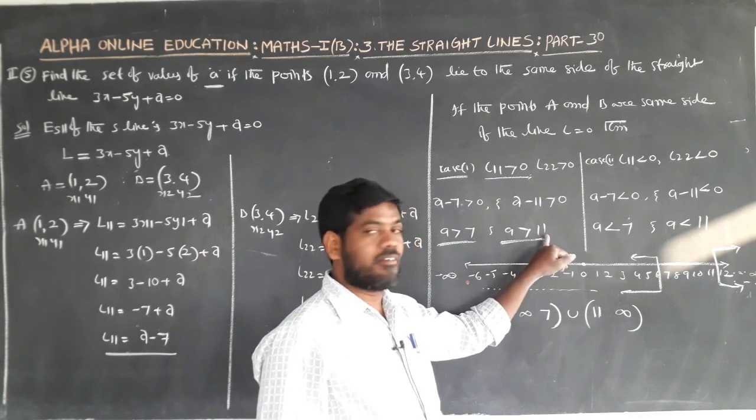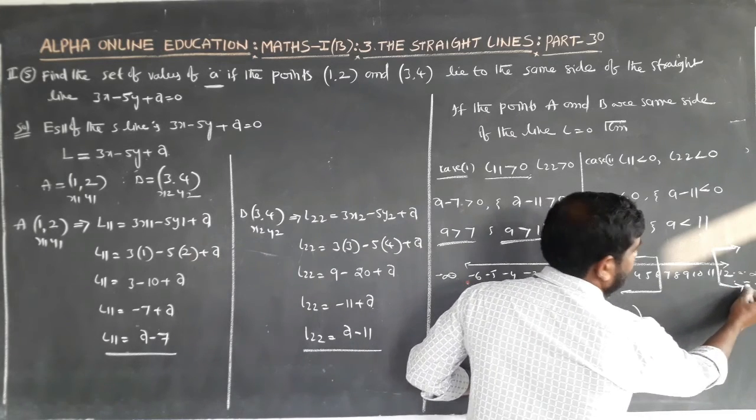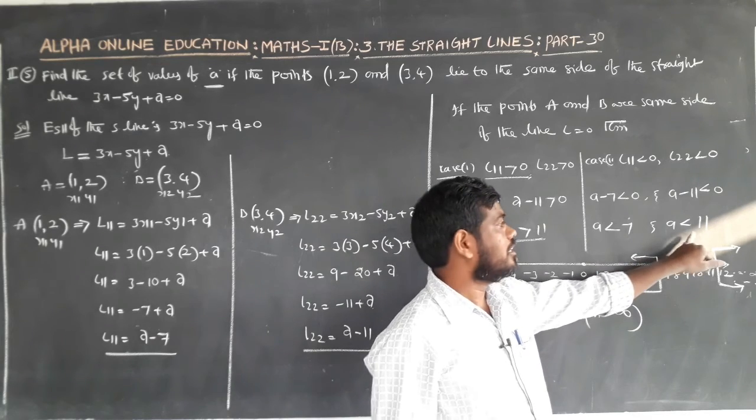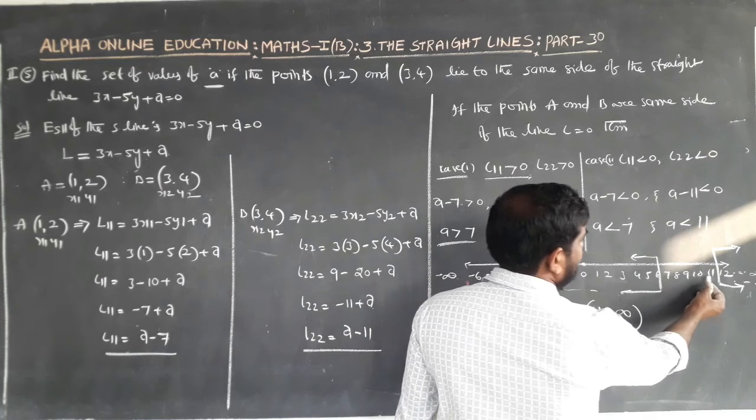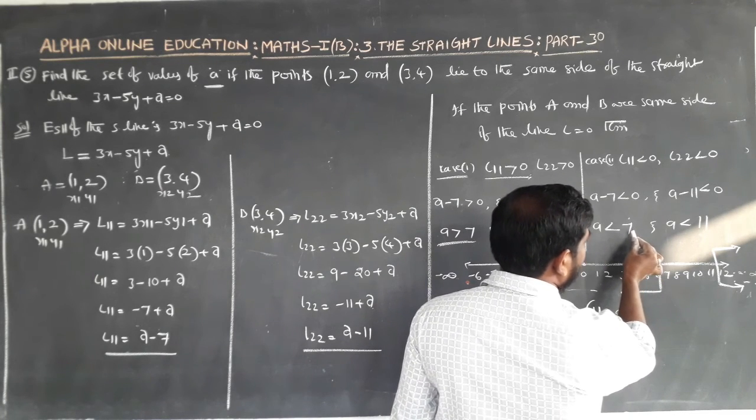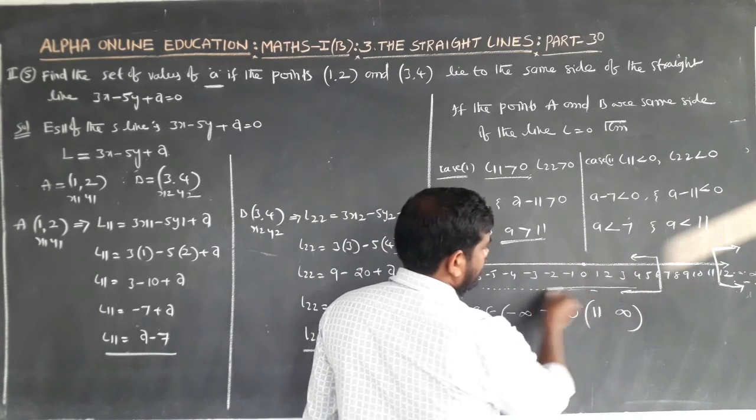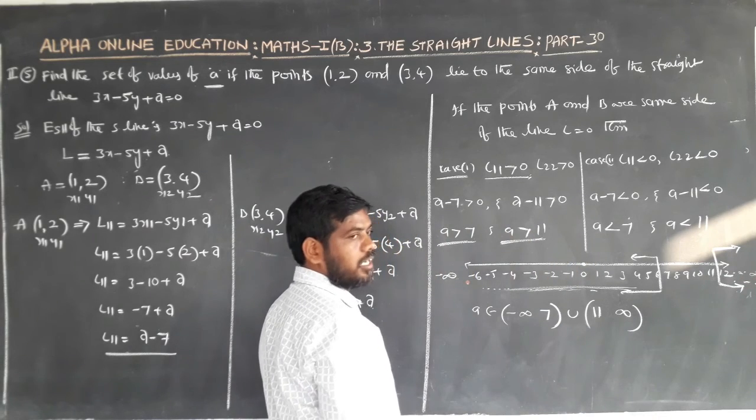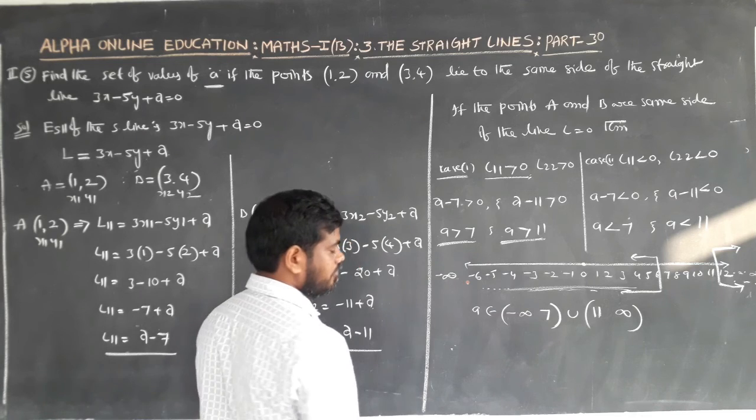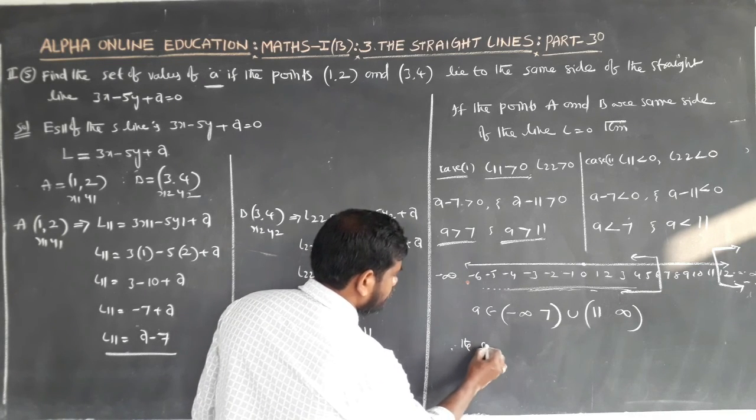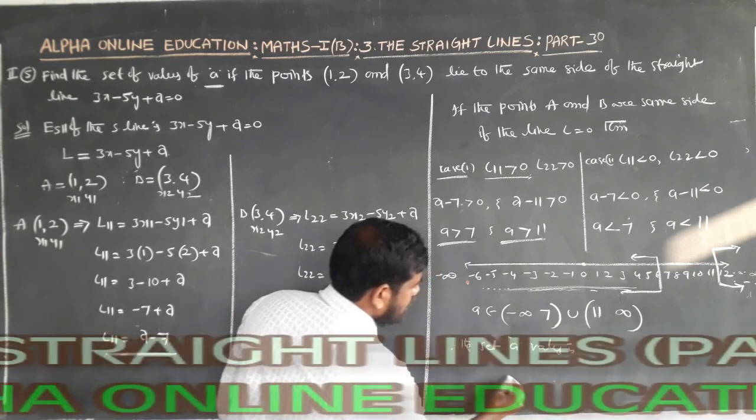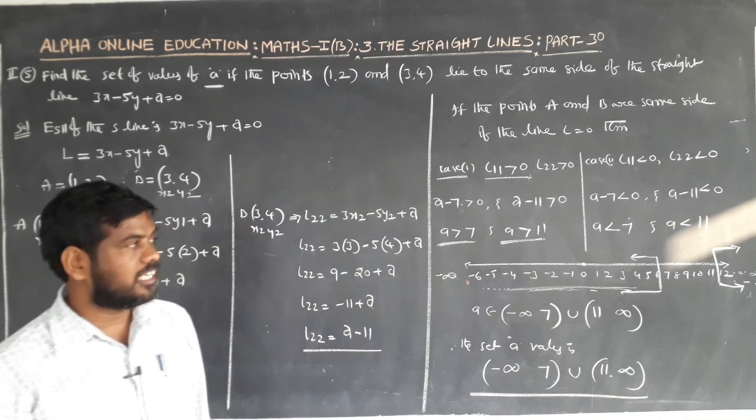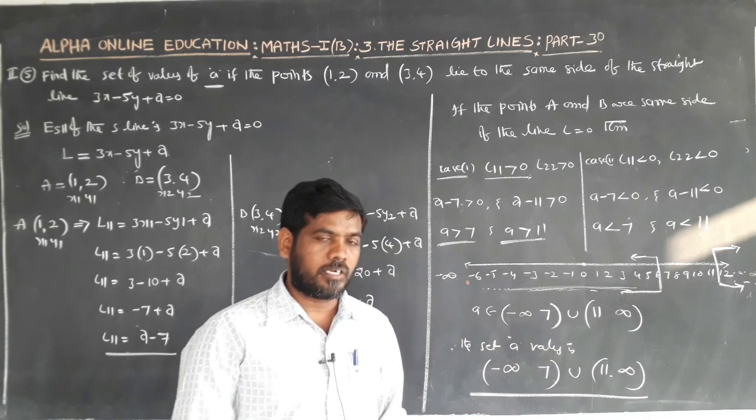A is greater than 7 and a is greater than 11 means a is greater than 11, up to infinity. A is less than 7 and a is less than 11: a less than 11 means 10, 9, 8 and so on, and a less than 7 means 6, 5 and so on. Less than 7 means minus infinity to 7, union greater than 11 means 11 to infinity. Therefore, the set of a values is minus infinity to 7 union 11 to infinity. This is the answer. This is the most important problem for 4 marks.